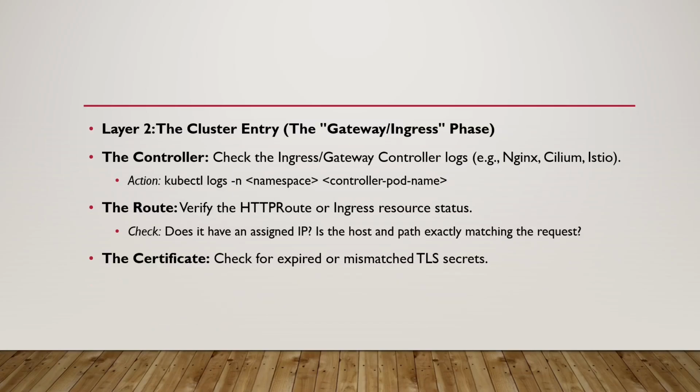Then we go into layer 2, the cluster-level entry, like gateways. We will check API gateways and ingress rules. If we have an ingress, then we can use nginx. If you have the Gateway API, then we can check more things. After that, we can also check the routes and the certificates. That is very important in today's world, because when a certificate expires, you are not able to open it.